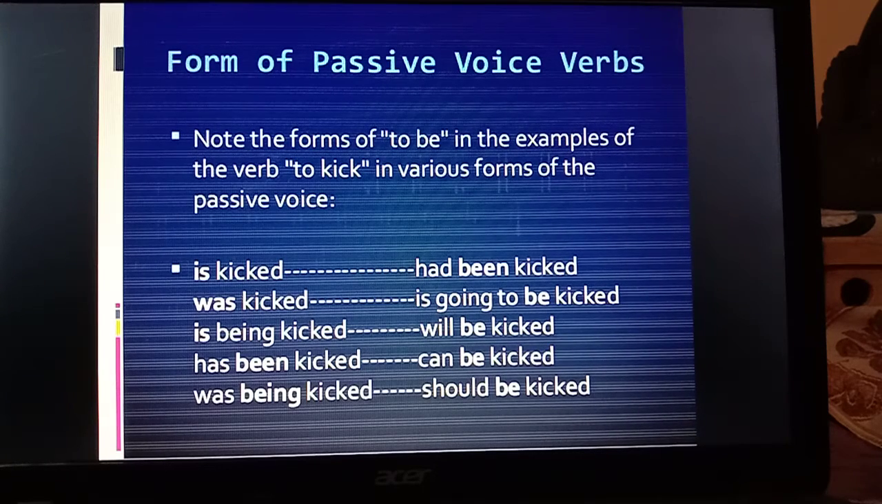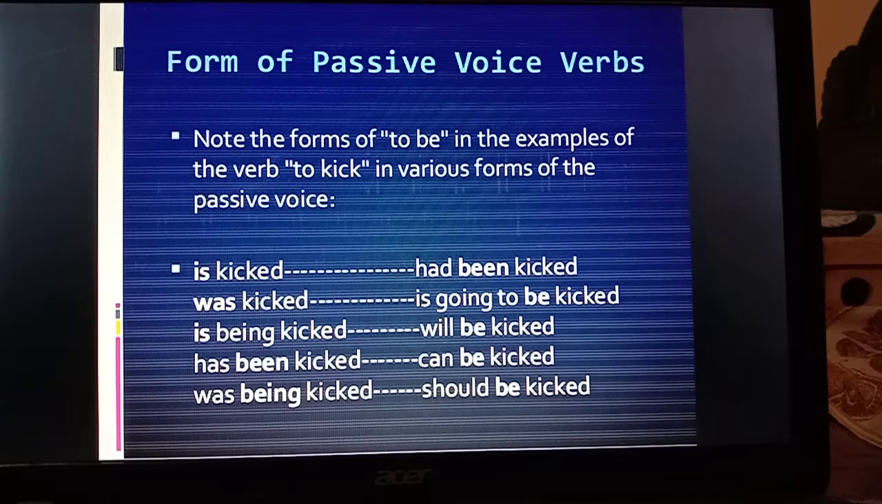Is kicked, it is used in present indefinite when it is in passive. Then was kicked, it is used where the sentence is of past indefinite. Is being kicked, it is used in present continuous. Has been kicked, it is used in present perfect tense. Was being kicked, it is past continuous tense. Had been kicked, past perfect.